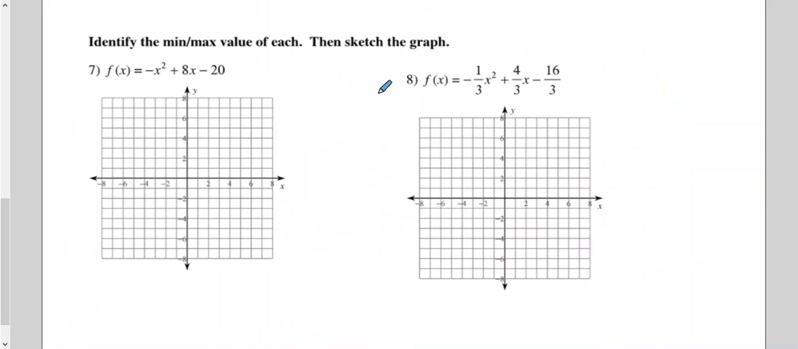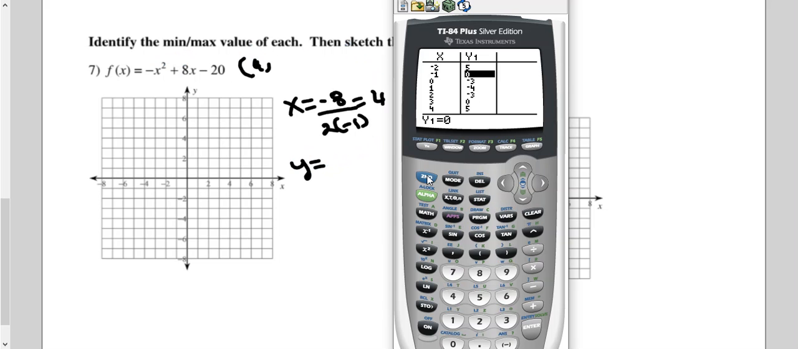So let's look at this example. We do need to find the vertex, so let's go ahead and find the x-coordinate first. We're going to do x equals negative b over 2a, negative 8 over 2 times negative 1. So that is negative 8 divided by negative 2, that's positive 4. So my vertex so far is at 4, and then let's find the y-coordinate. To get y, you're going to plug 4 in here.